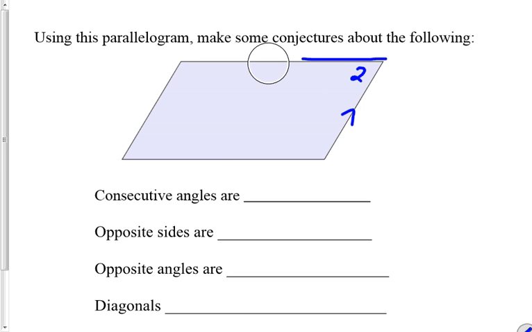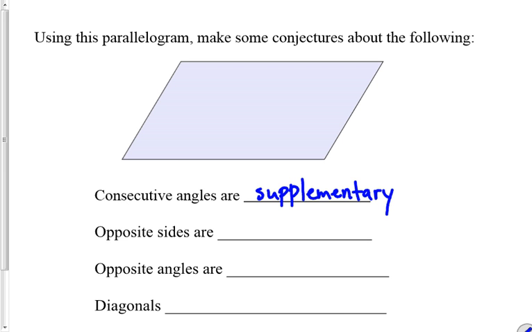So instead of thinking of it as parallel lines, let's just think of it as a parallelogram. So we now know that consecutive angles are supplementary. And of course, just a reminder that supplementary angles are angles that add up to 180 degrees.